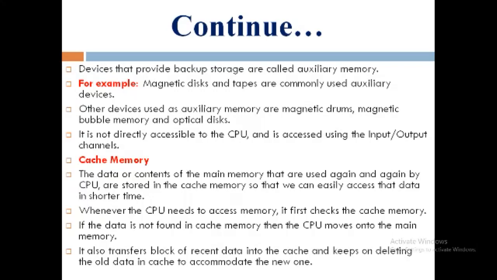Then cache memory. The data or contents of the main memory that are used again and again by the CPU are stored in the cache memory so that we can easily access that data in shorter time. Whenever the CPU needs to access memory, it first checks the cache memory. If the data is not found in cache memory, then the CPU moves on to the main memory. It also transfers a block of recent data into the cache and keeps on deleting the old data in cache to accommodate the new one.